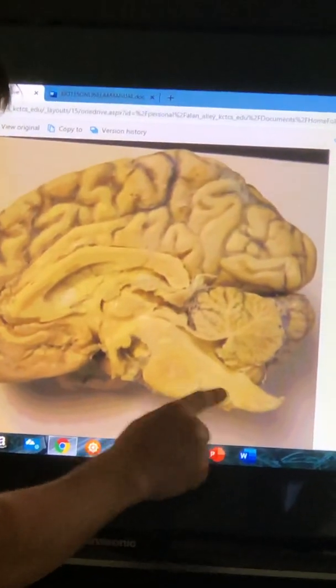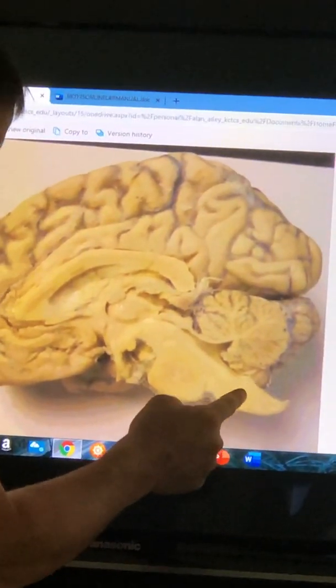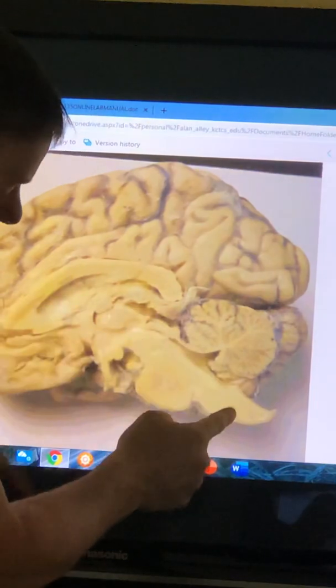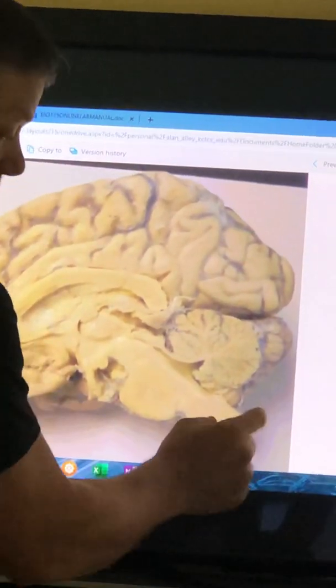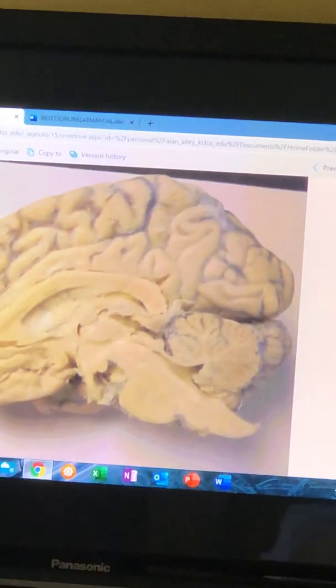But this section right here is the medulla oblongata. From there down, where it comes to a point, from about here down, that is the first part of your spinal cord. Obviously, they've cut it off, but this section is your spinal cord, so you can label that.